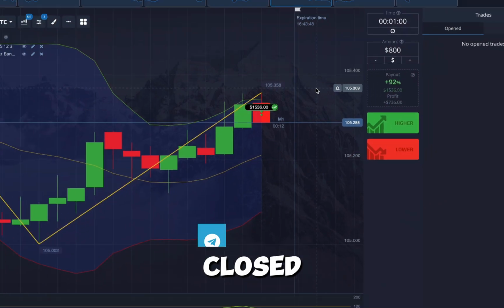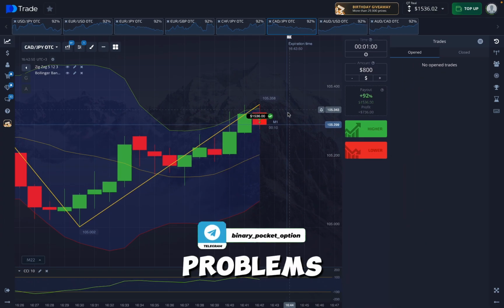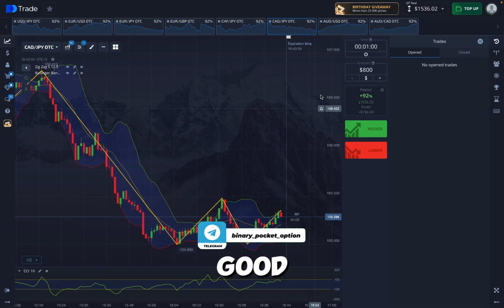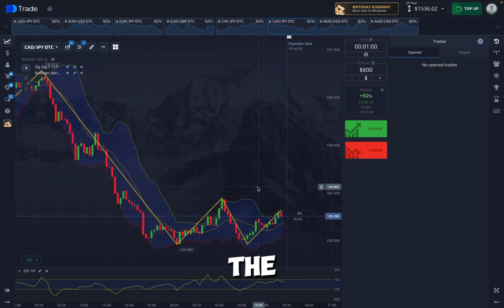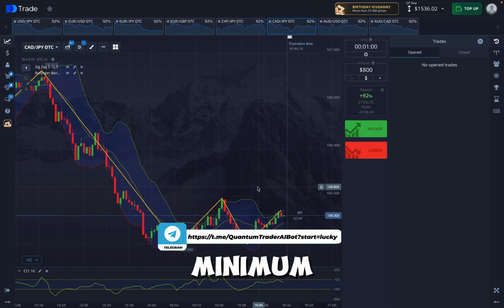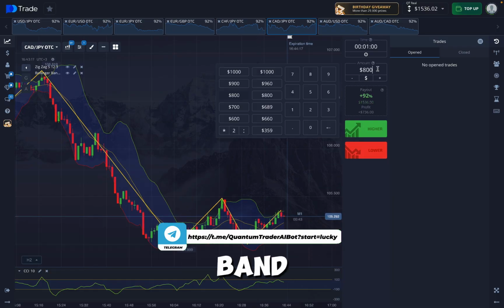And the trade is closed in the plus without any problems. Excellent. Good signal here was, and I hope you have already understood the principle of this strategy. Yes, it also works when opening a trade on the upside, but it must be coming out of the oversold area. And also the formation of a local minimum and touching the lower Bollinger Band.